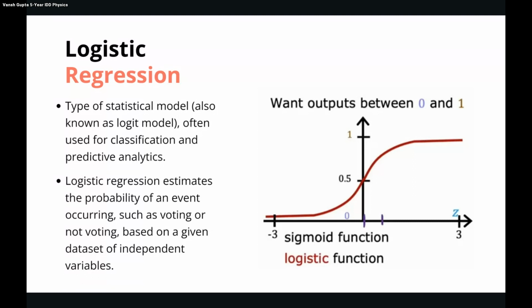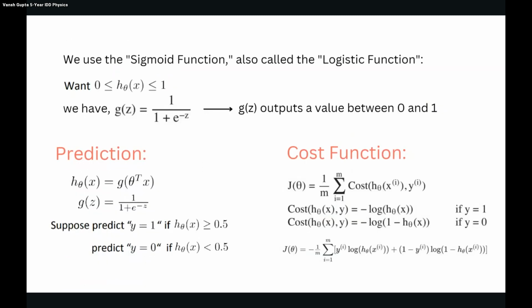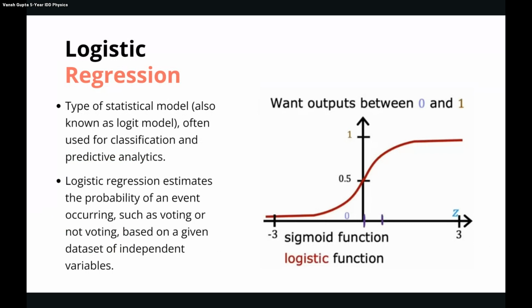So what we do here is we use a function called the sigmoid function. This is the sigmoid function: g(z) is equal to 1 upon 1 plus e raised to the power minus z. What does this function do? You just saw the graph here. This is the graph of this function where we give z as the input, and we get a value between 0 and 1. Our goal is to get the value as close to 1 or as close to 0 as possible. We don't want the value in between.